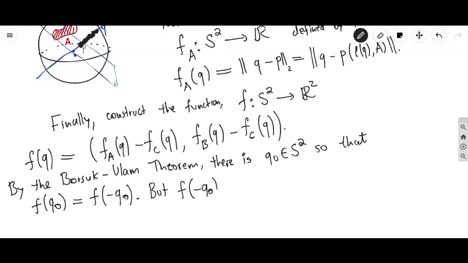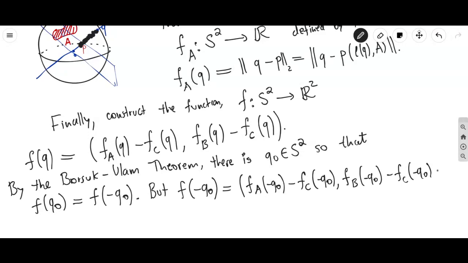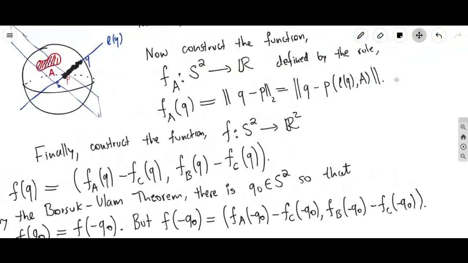But f of minus Q0 would be equal to f_A of minus Q0. So I'm just using how this function is being defined by putting it into these pieces. So it's f_A of minus Q0 minus f_C of minus Q0, f_B of minus Q0 minus f_C of minus Q0. Now, here's the part which is kind of interesting. Let's understand what this is in our picture. The picture will make it easy to understand. So if you have a point Q, f_A of Q is the distance from Q to P, where P is the bisection point on the line.